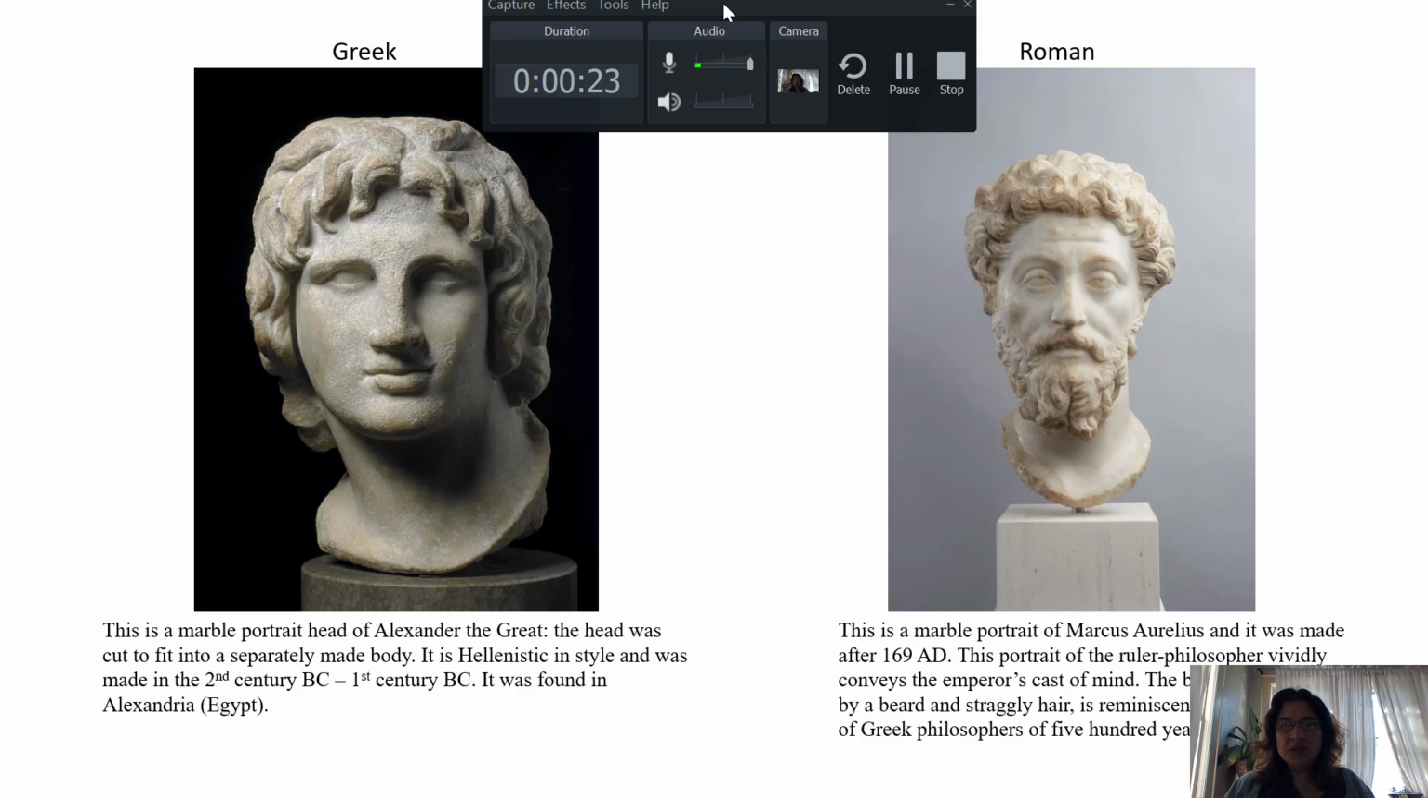So hi everyone, this week I asked you to compare a piece of Greek art and a piece of Roman art. So I have two examples up here for you. Obviously here we have Greek and here we have Roman.